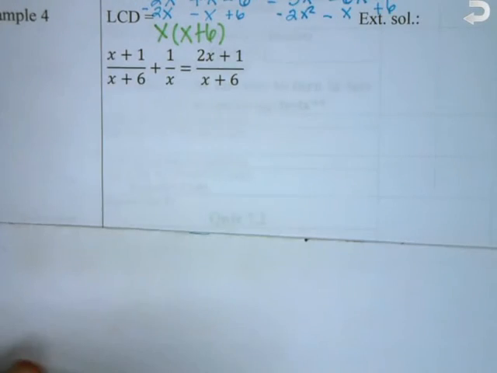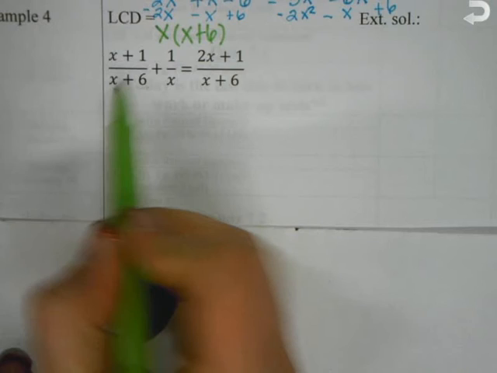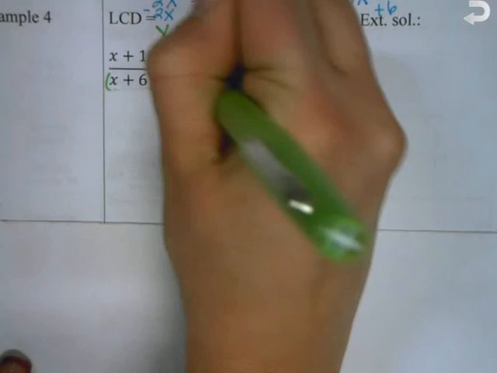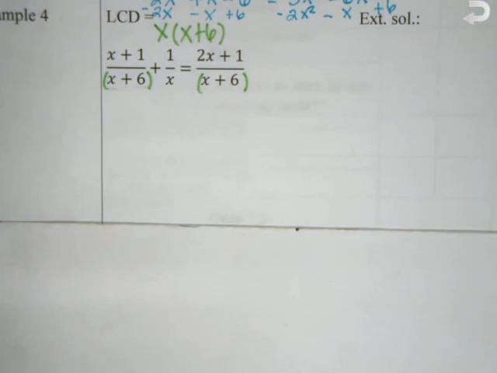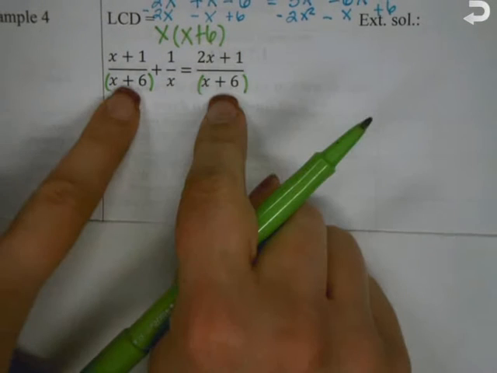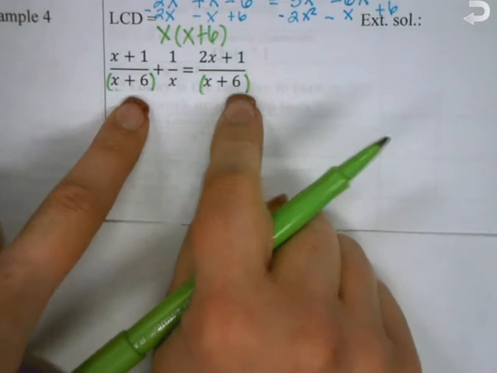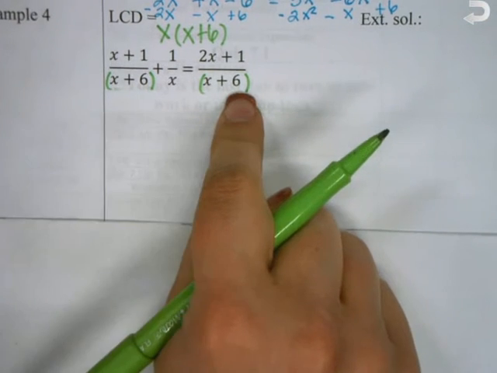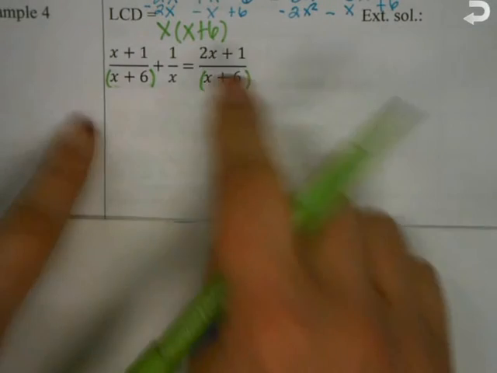X plus 6 to the second power is a common multiple of these, but we're looking for the smallest one, which is why we only have to write it once. And then we also have to write whatever is uncommon, so we do have that x as well. So our LCD is x times x plus 6. So what we're going to do is multiply everything by that.